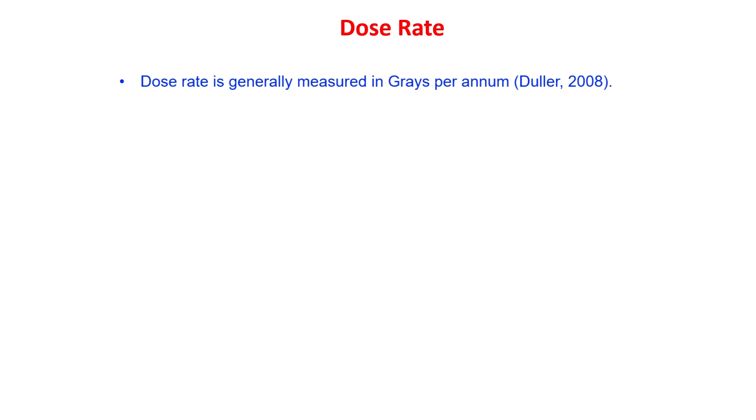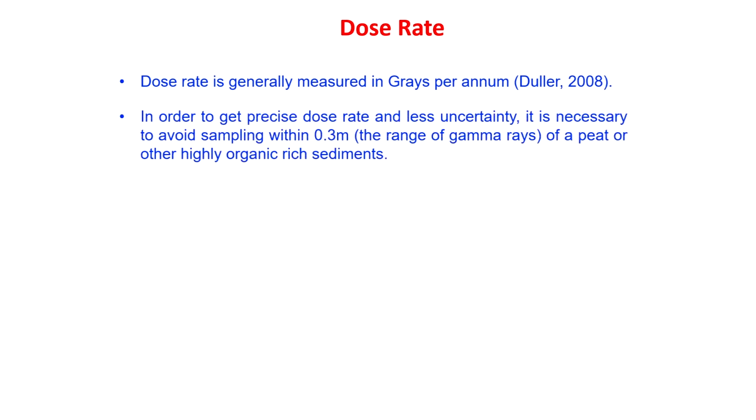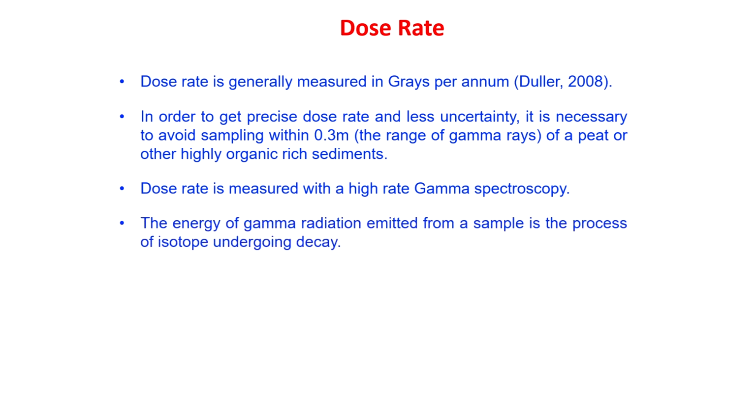So dose rate is generally measured in gray per annum. In order to get the precise dose rate and less uncertainty, it is always necessary to avoid sampling within 0.3 meters. Okay, so this is important when we are collecting the samples in the field, we need to be careful about that. Dose rate is measured with high resolution gamma spectroscopy.